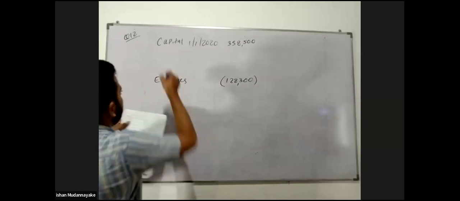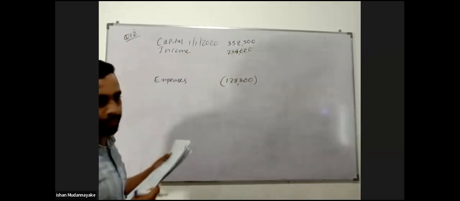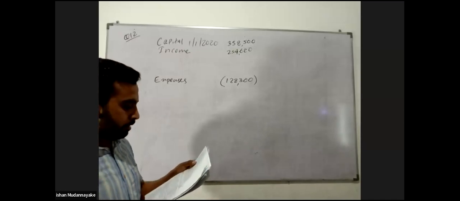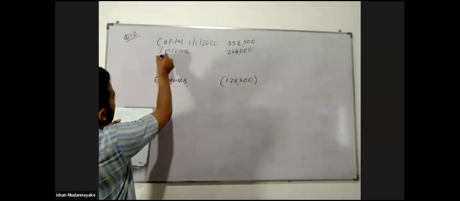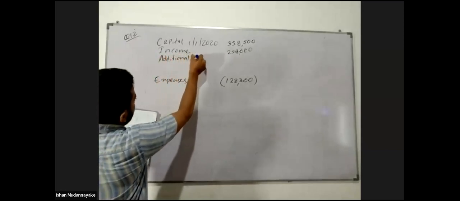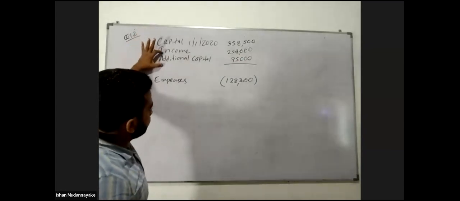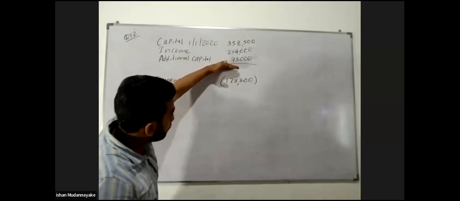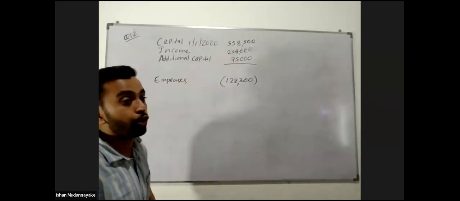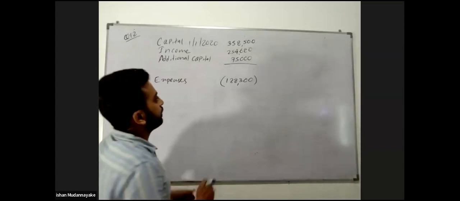Income for the year, 254,620. Cash invested by the owner, additional capital, 75,000. Then opening capital plus income plus additional capital. Calculate the total amount, and from that total amount you need to deduct expenses to calculate the closing capital balance.